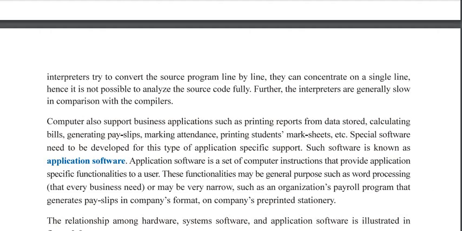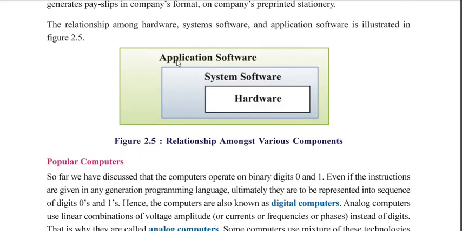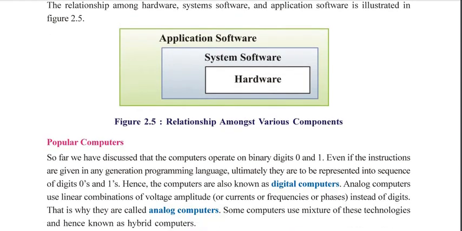Now, after that, the relation among the hardware and software application is illustrated. Application software means your WhatsApp, system software means your Android, and this is your mobile. So with the mobile you are using Android, and with Android you are using your application. Clear, all of you? Now, popular computers.